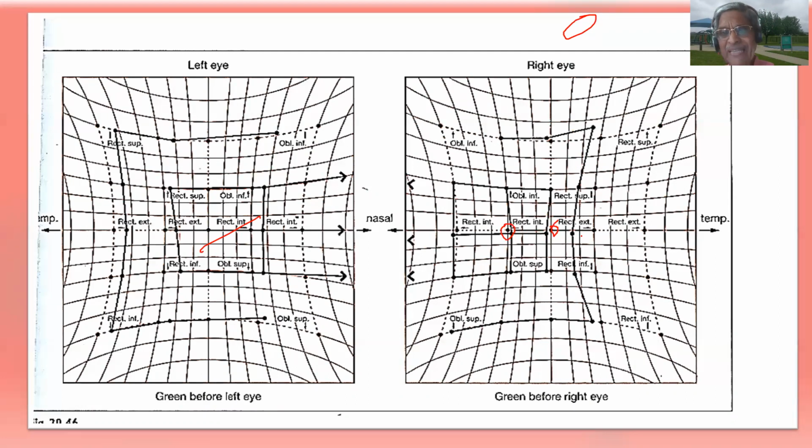Ready to follow? But there is no elevation. Please remember, there is no hyper or hypo. Only horizontal separation is there. That means what? Primary position, the right eye, 15 degree eso.